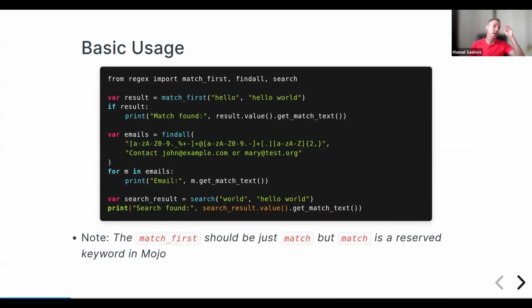So this is how we can use the library right now. It's very similar to Python, except for the match_first usage. In Python, it's just match. But unfortunately, in Mojo, match is a reserved keyword. I think Chris was talking about making it a soft keyword instead of a hard keyword, but it's not done yet. So for now, we need to use match_first.